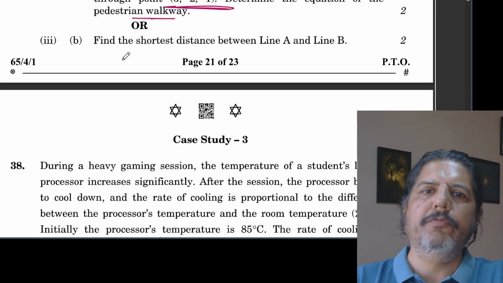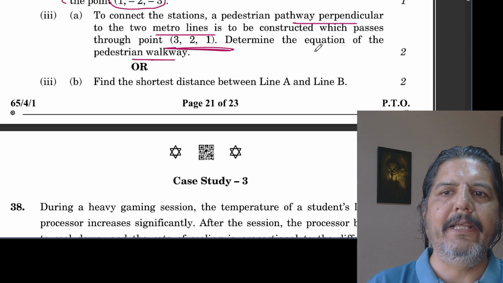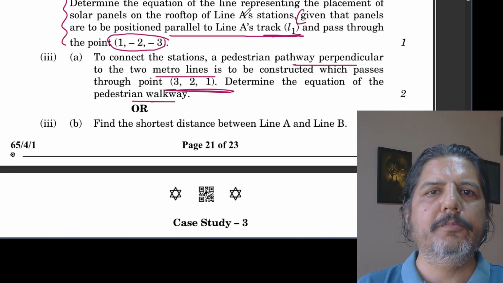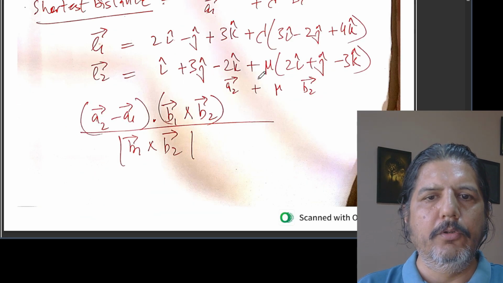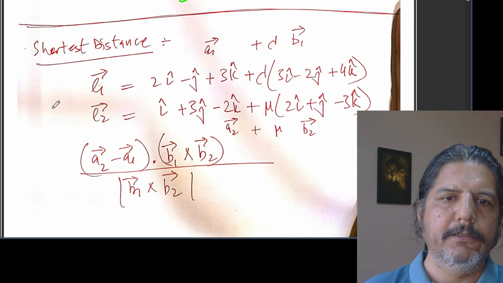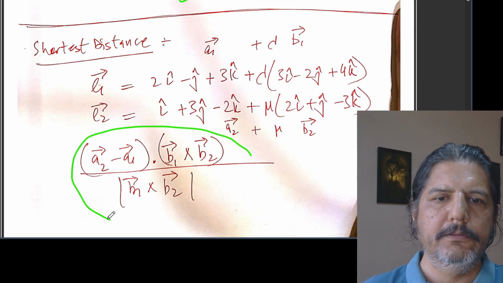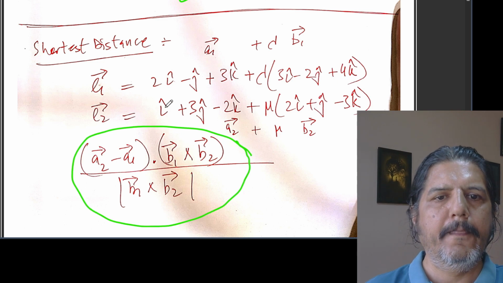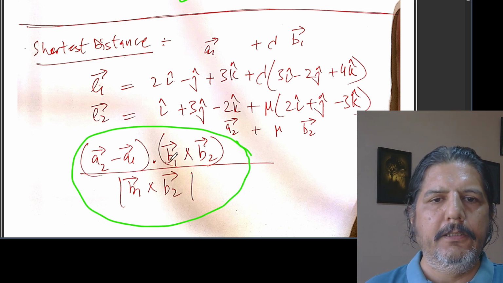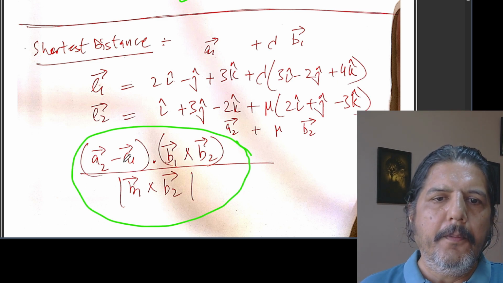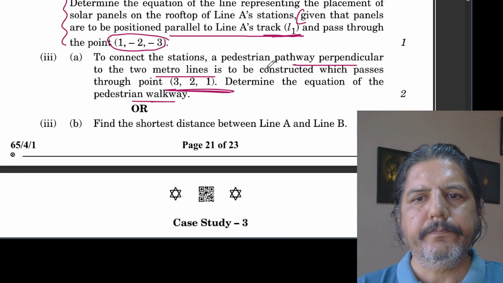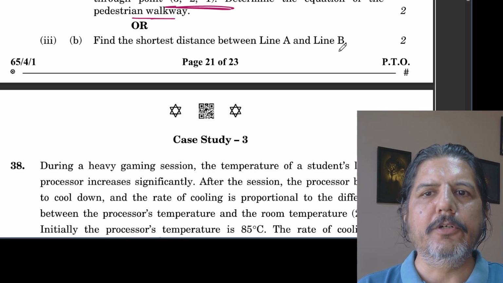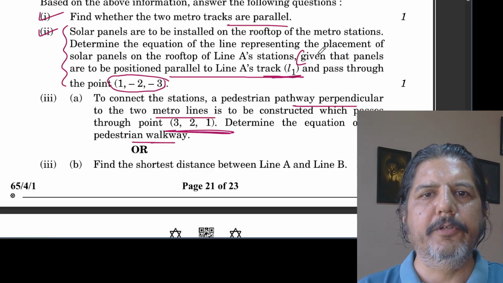Now the next question is to find the shortest distance between line A and B. The shortest distance between line A and B, we know, would be given by this formula: (A2 minus A1) dot (B1 cross B2) upon the modulus of B1 cross B2. So this is the shortest distance between line A and B.